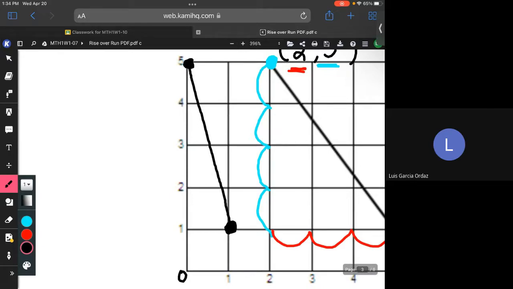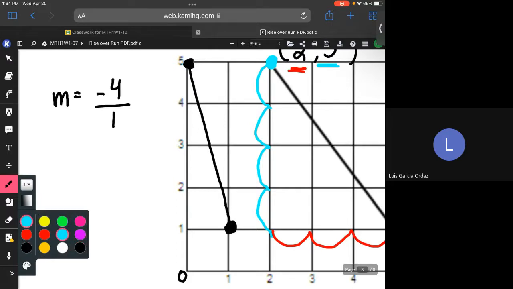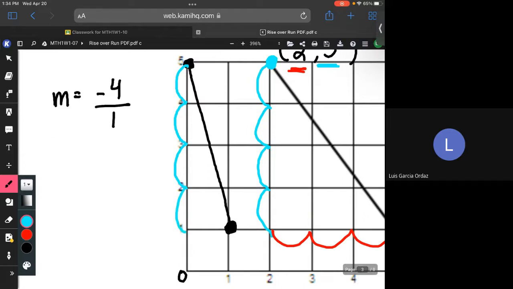Which is the same thing as? What's negative 4 divided by 1? So as you can see, I'm going to go down 1, 2, 3, 4, which is negative 4, which is my rise, and I'm going to move 1 to the right. So I got negative 4 over 1.